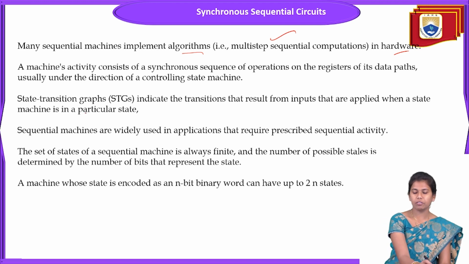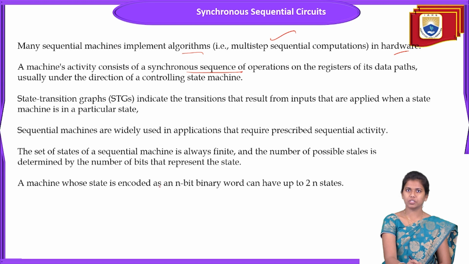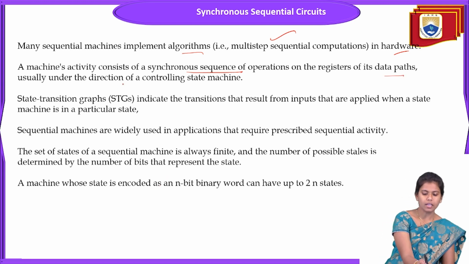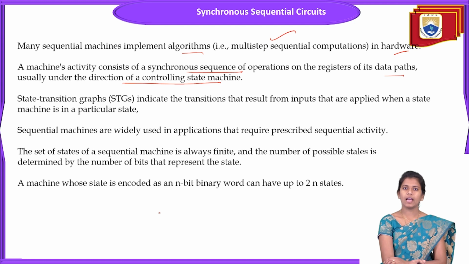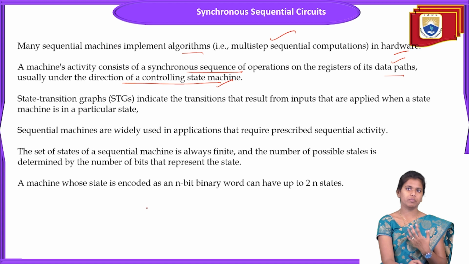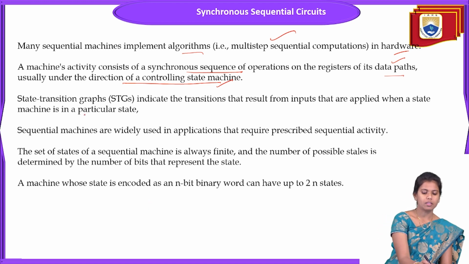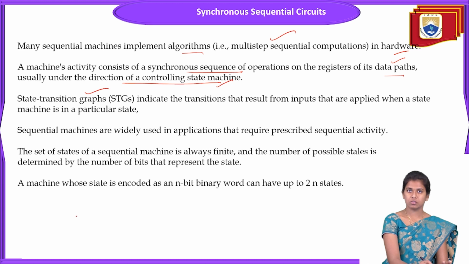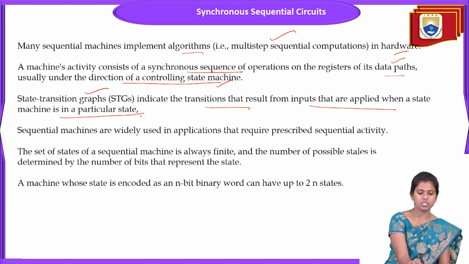And the machines actively consist of synchronous sequential operations of the registers and data paths under the direction of controlling state machines. So as you are considering sequential machines, if you observe the outputs synchronously, you have some data path. The operations would be carried out with some data path based on the state machines as well as the controlling state machines. So each and every state machine will consist of the data which is present in it, and that data is obtained with respect to the clock signals. Okay, and then the state transition graph (STG). The state transition graph indicates the transition that results from inputs that are applied when a state machine is in a particular state.